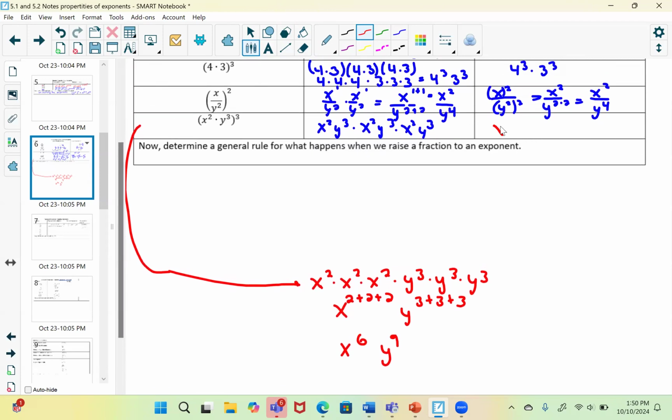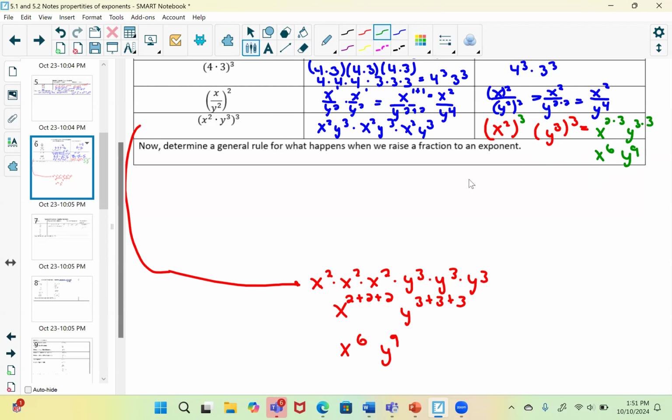An easier way is I can raise each one in the parentheses to that exponent. And then when I raise a power to a power, I multiply. Sorry, this should be a 3. So I would do x squared to the 3rd and y cubed to the 3rd. And so I get x, 2 times 3 is to the 6, and y, 3 times 3, which is 9. Okay, so 2 different ways to do it. I think this way is definitely shorter and easier.